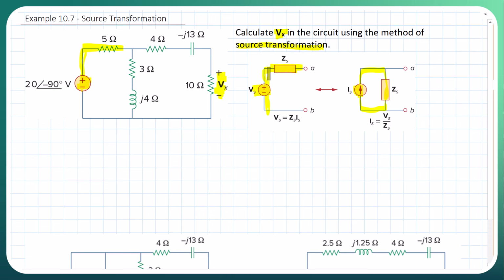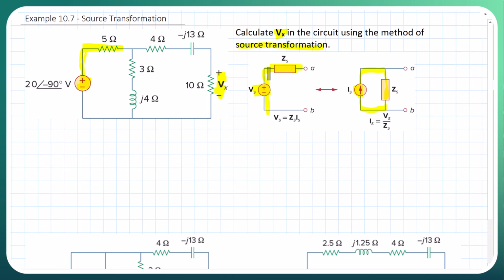Okay, let's take a look at source transformations in frequency domain, and specifically let's look at this circuit where we're asked to calculate Vx, which is the voltage across this resistor here, using the method of source transformations. Okay, just like we did source transformations in the time domain, we're going to do the same thing here.